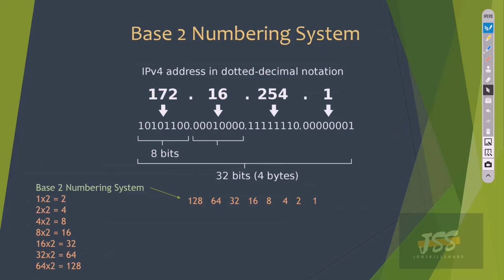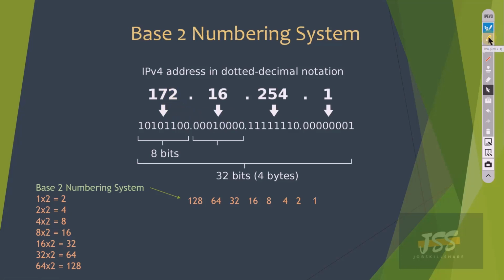Base 2 numbering system. We know the binary number system depends on the base 2 number system. So this is how the IPv4 address looks in dotted decimal notation. We have 8 bits, and we know this is the binary number system, 10101010. How it came, I will show you in the next slides where I will do the exercise.